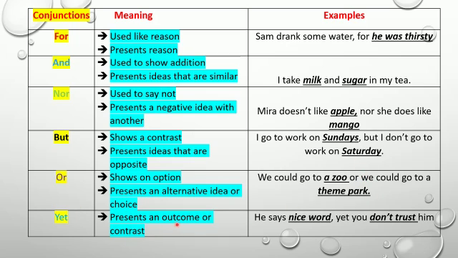Yet presents an outcome or a contrast. He says nice words, yet you don't trust him, because here the person is the same but his faces are different. That's why we are using yet. The person is saying nice words but you don't trust him. That's why we are using yet here.